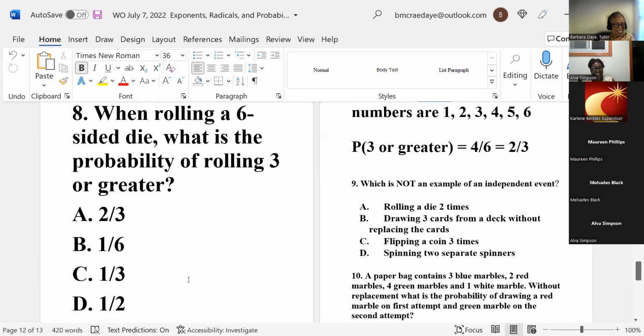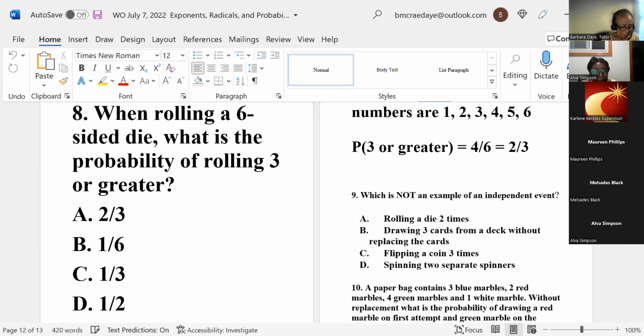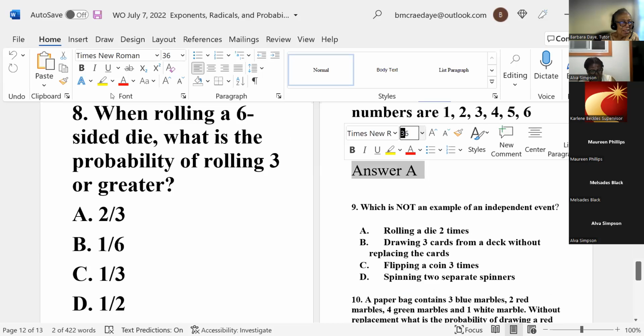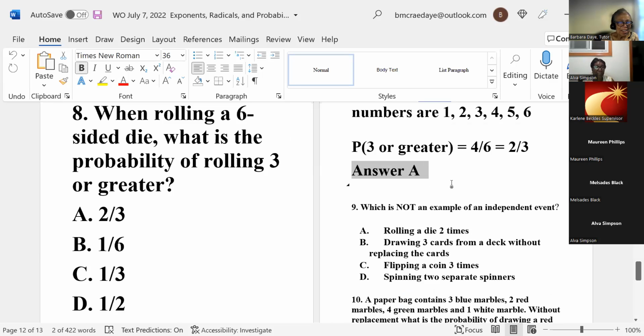Miss Barbara, I wish my brain was younger. So what's the answer, Alva? Where do you see the 2/3? Answer A. That's right. Answer A. And it's so simple. Let's put answer A. And when you go to take the test, it's only people who've really studied the math who can pass it.